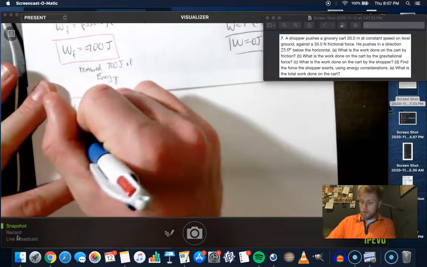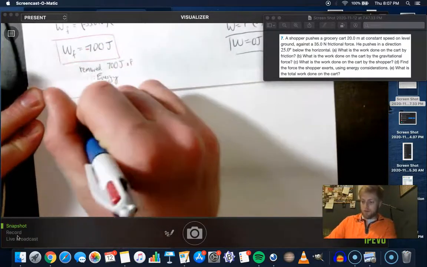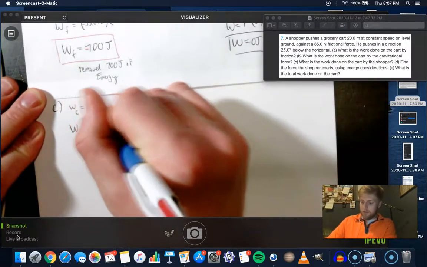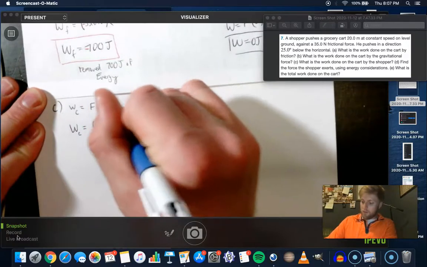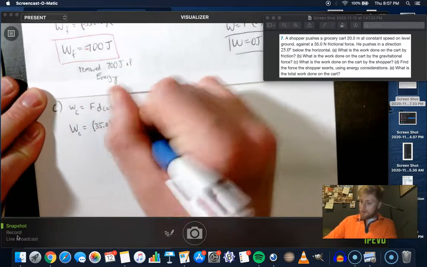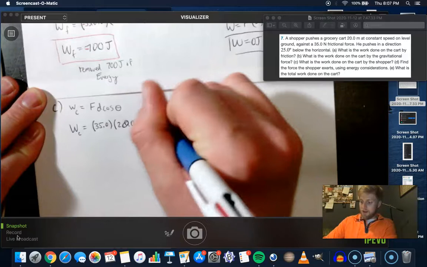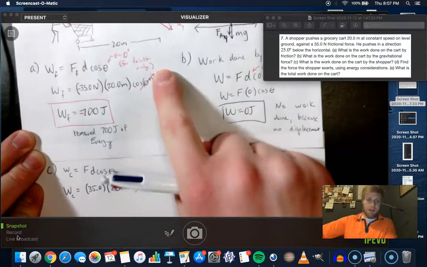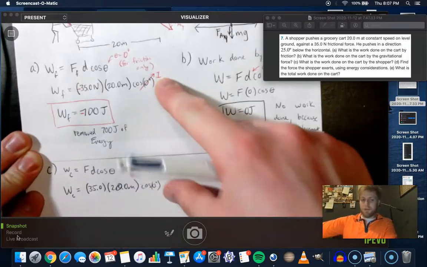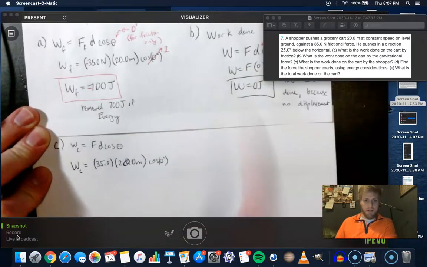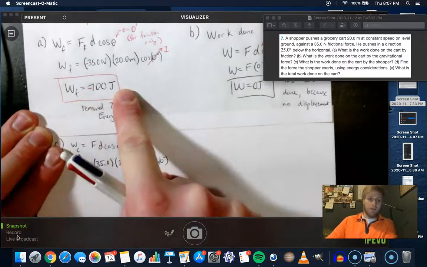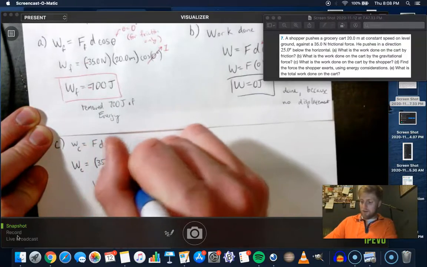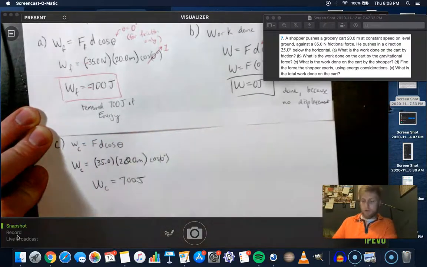So the work done by the shopper on the cart, which I'm just calling WC, is the force, positive 35 newtons, times the displacement of 20 meters, and then again cos of 0 degrees. So it's exactly the same calculation as before. And we're going to talk about this, but that means that no net work was done on this. The friction pulled out 700 joules of energy. The person applied 700 joules of work, which translates into energy.